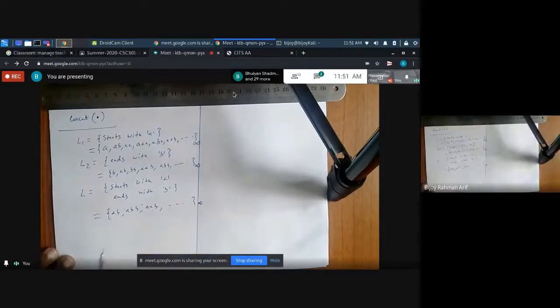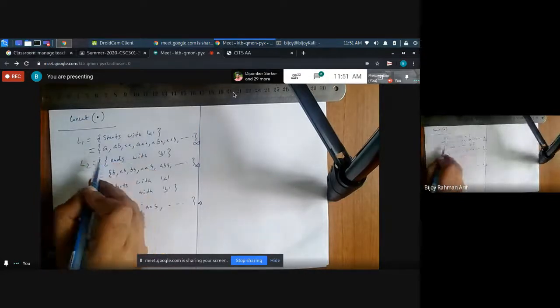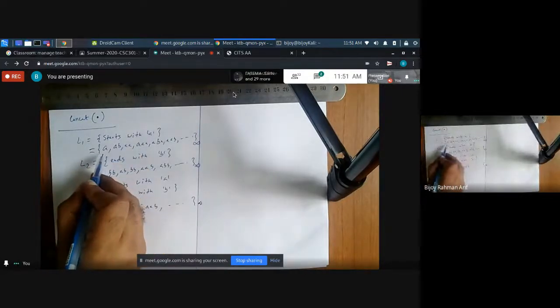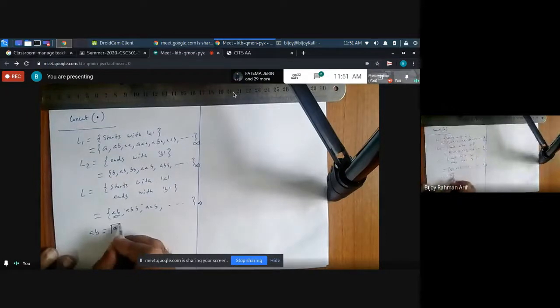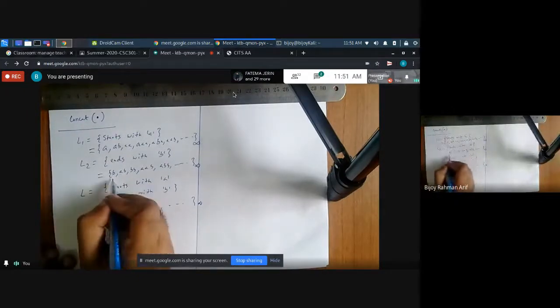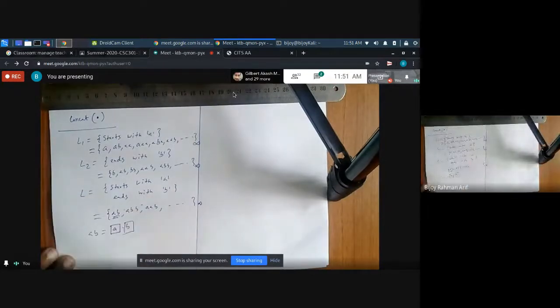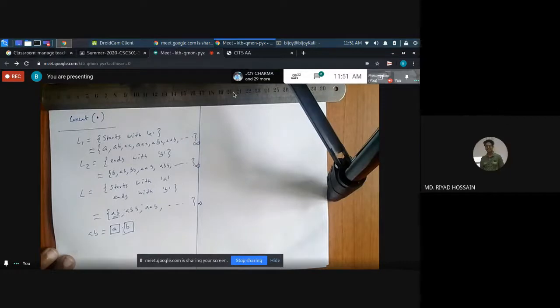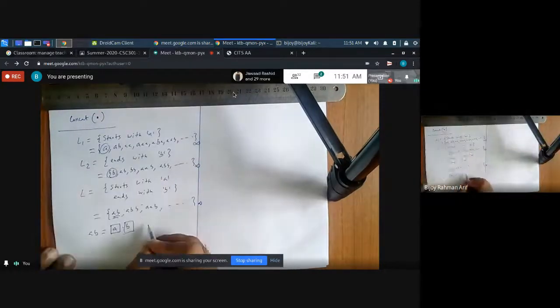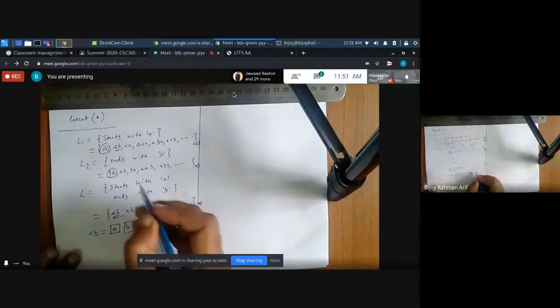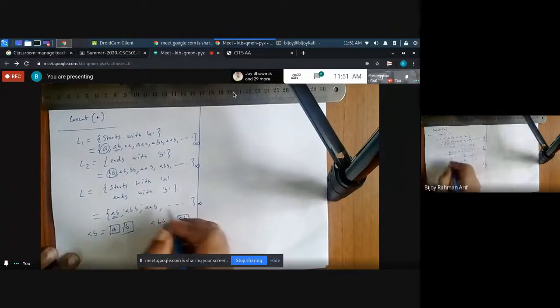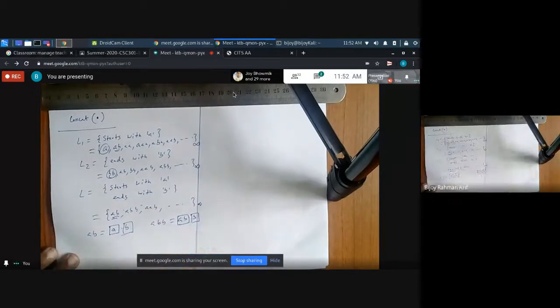AB. Yes, sir. Now see, what is AB? AB is nothing but taking one of the strings inside L1, that is A, and just placing after it one of the strings in language two, B. Am I right or not? Yes, sir. So it is here, here. Now take another one, ABB. It is nothing but take AB from here and then place B over here. Am I right or not?